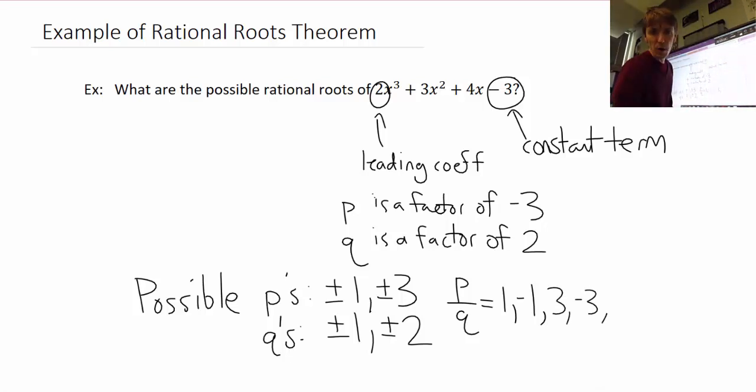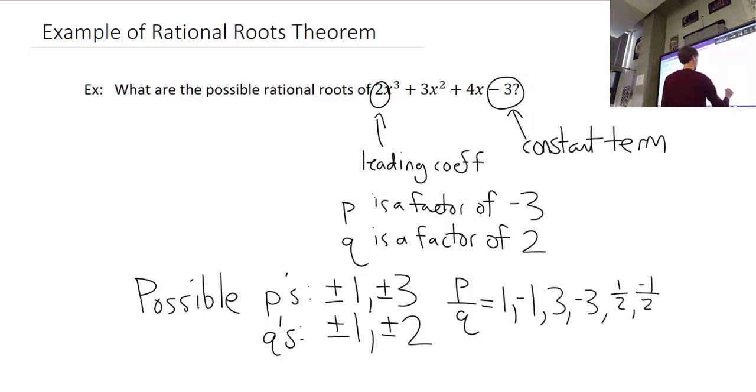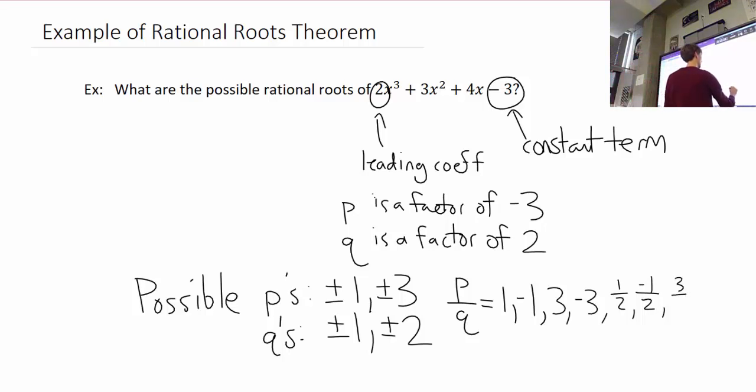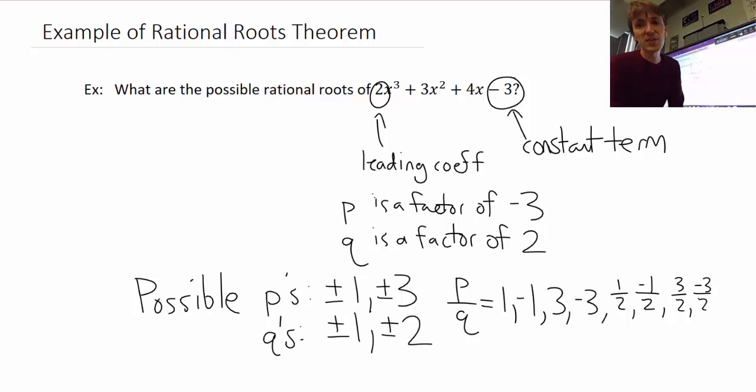So from P equals 1, Q equals 2, I can get 1/2 and minus 1/2. And then from P equals 3, Q equals 2, I get 3/2 and minus 3/2. A lot of people will just like to write these as plus or minus 1, plus or minus 3, etc. So the list doesn't get so long. But that's 8 possible things to check. That's already a lot, right?